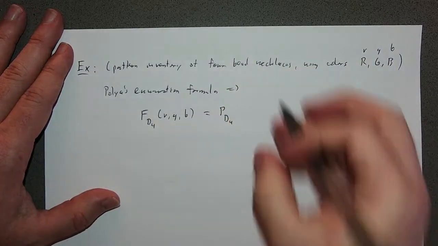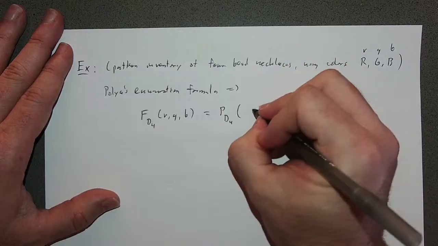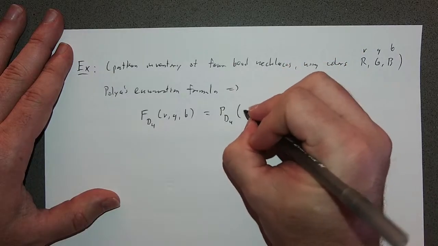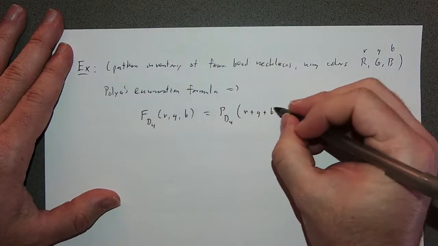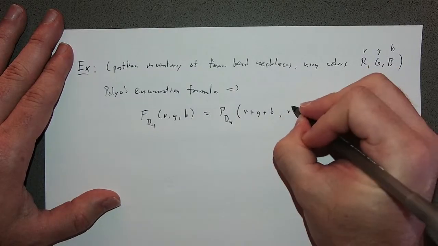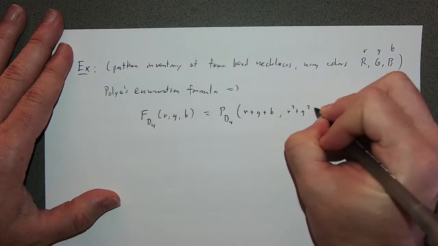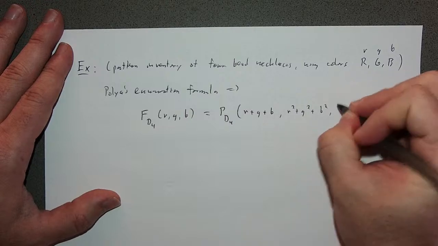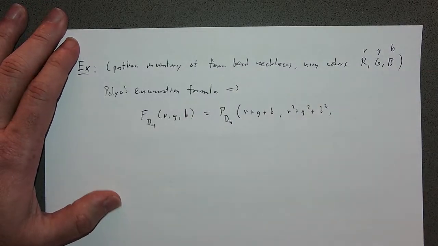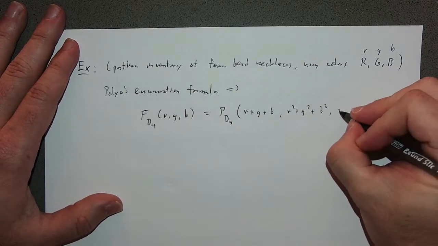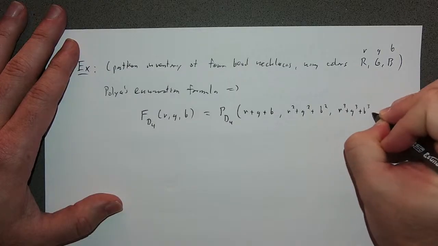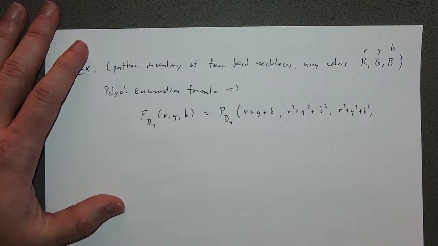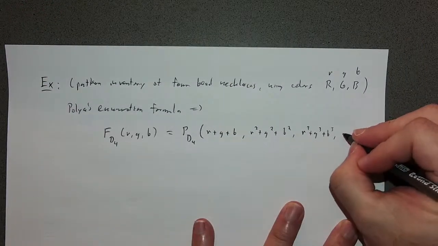So what is that? This is plugging into the cycle index for D sub 4 the expression that is a sum of all of these to the first power, and then a sum of the squares of these things, a sum of the cubes of these things, and lastly a sum of these things raised to the fourth, and that's where I stop.